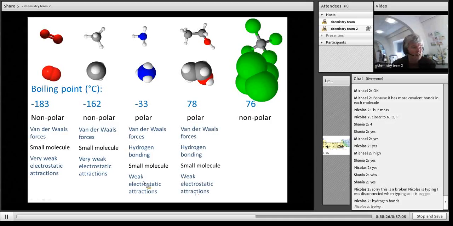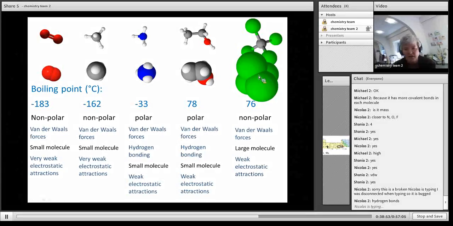Ethanol is very similar to ammonia. It's a bigger molecule. And then we've got this very big non-polar molecule. It's only got van der Waals forces of attraction, but because it's a large molecule, it's got weak electrostatic forces. In other words, it's stronger than those down here, and a relatively strong one, but it still won't dissolve in water because it can't form the attractions between water and the carbon tetrachloride.